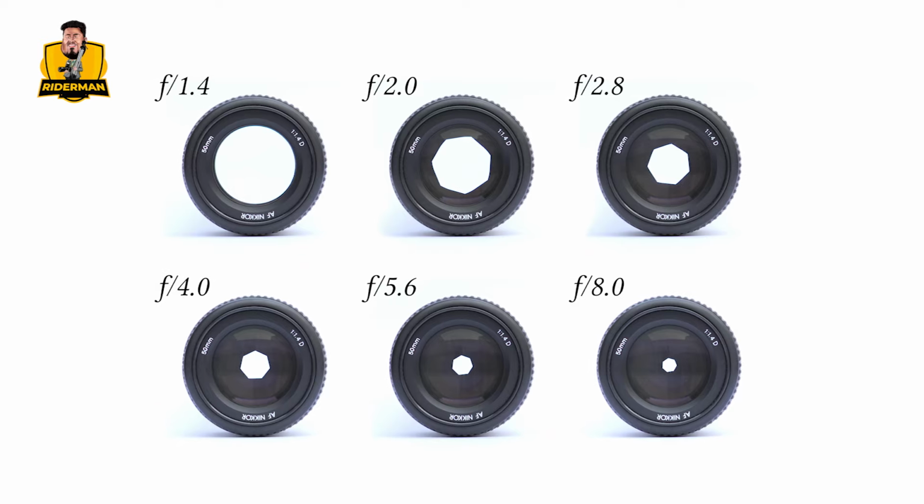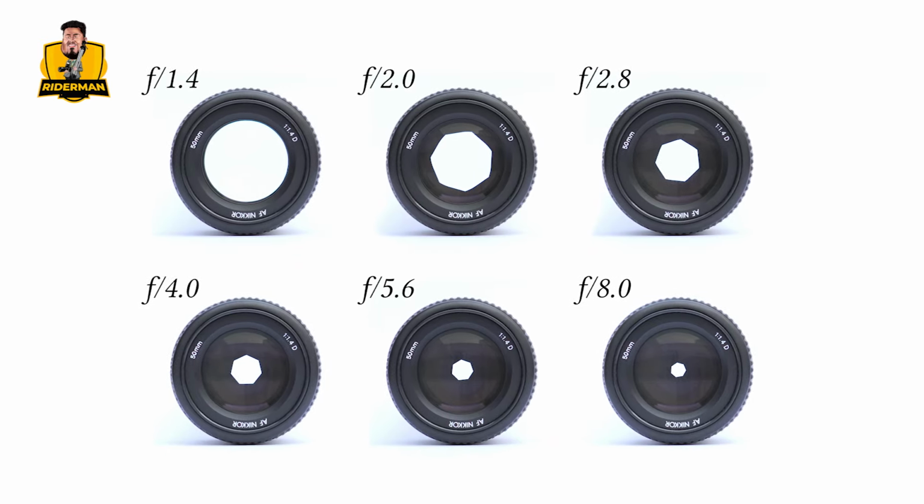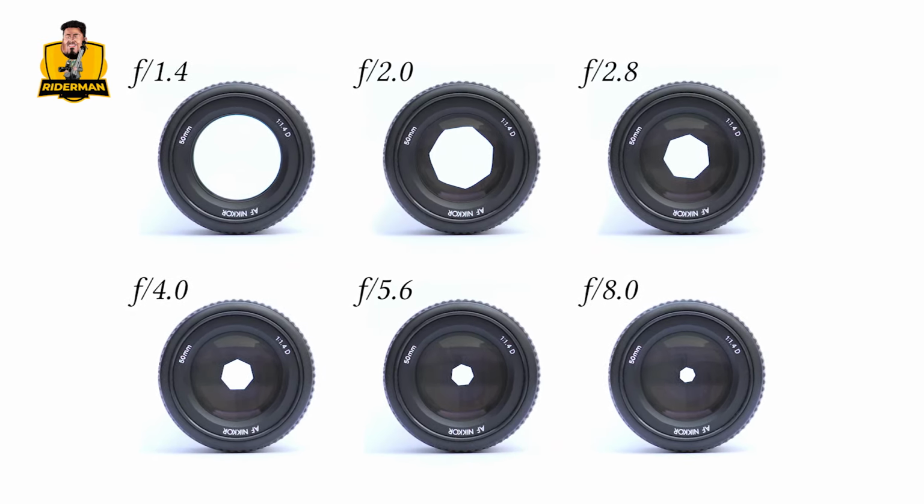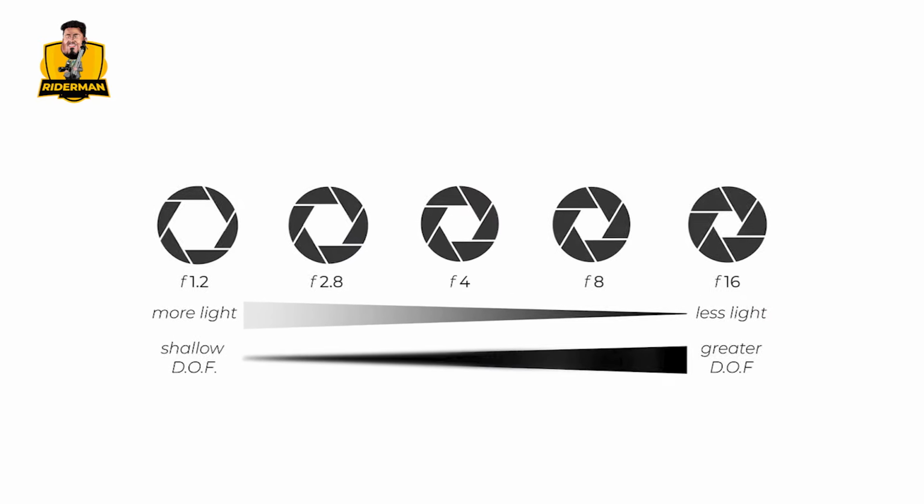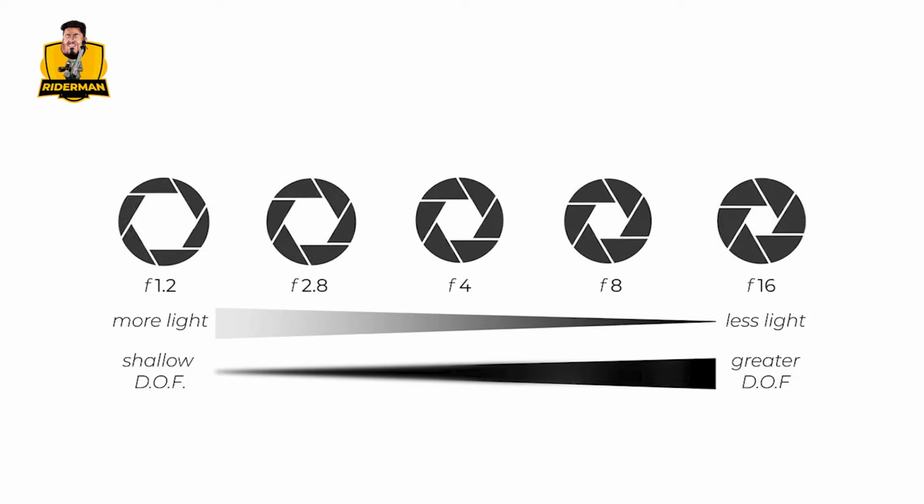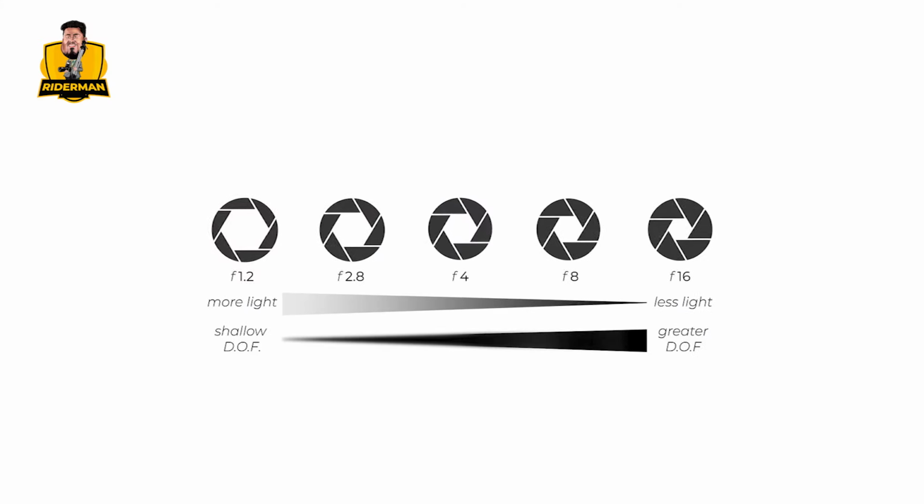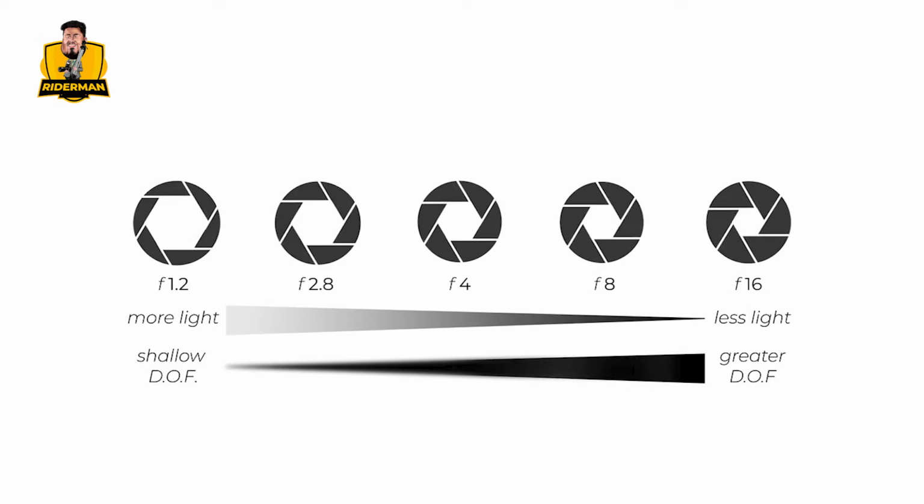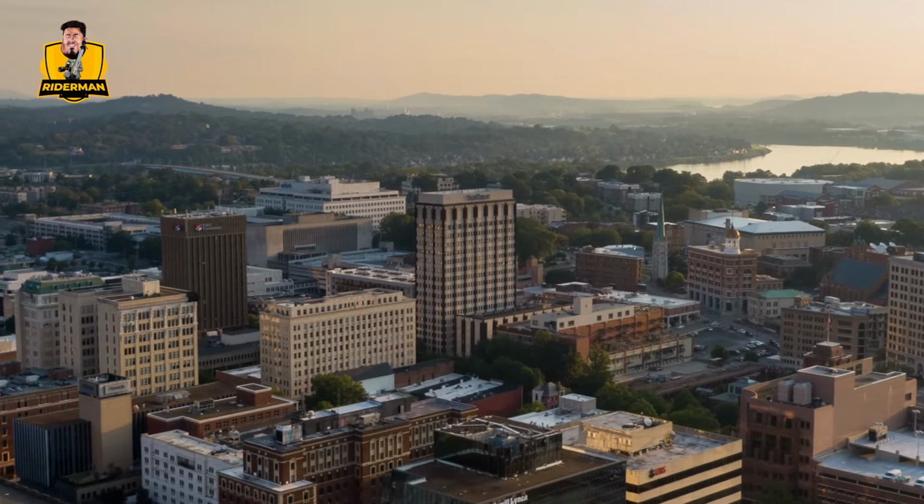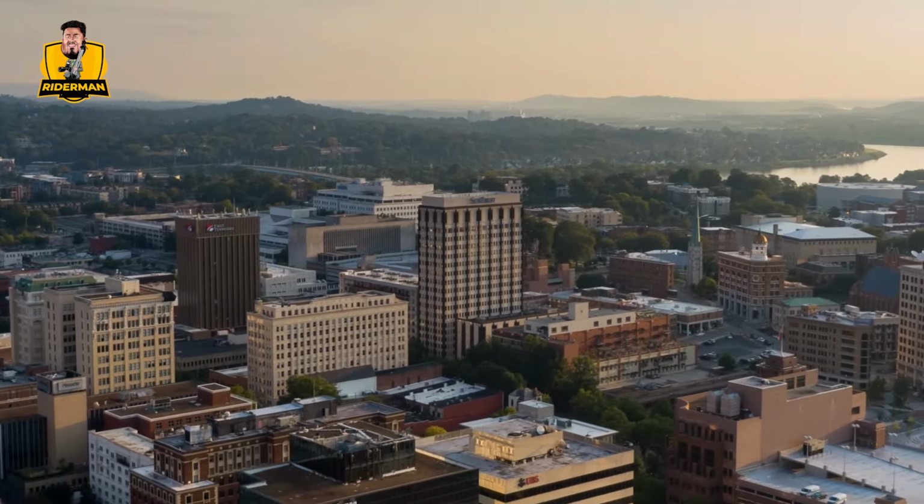It's measured in f-stops. The lower the f-stop number, the larger the aperture opening. A lower f-stop, like f2.8, creates a shallow depth of field, perfect for portraits where you want the background to be blurry. On the other hand, a higher f-stop, like f16, creates a deep depth of field, ideal for landscapes where you want everything in focus.